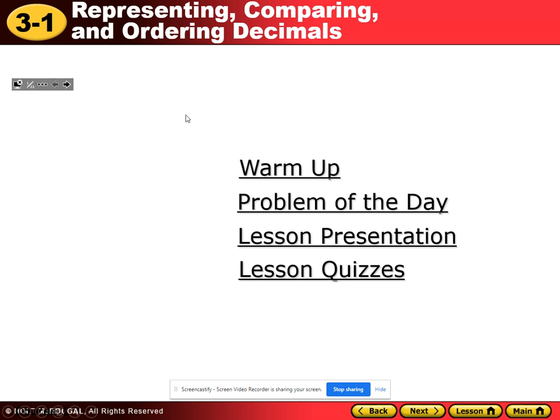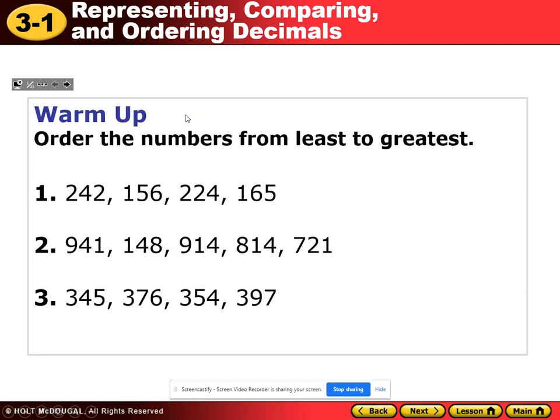Good morning, sixth grade. Right now, we're going to be working on representing, comparing, and ordering decimals. This is not too hard, and I know Mrs. Letcher generally does a very good job with it, so it'll kind of be a reminder or revision.